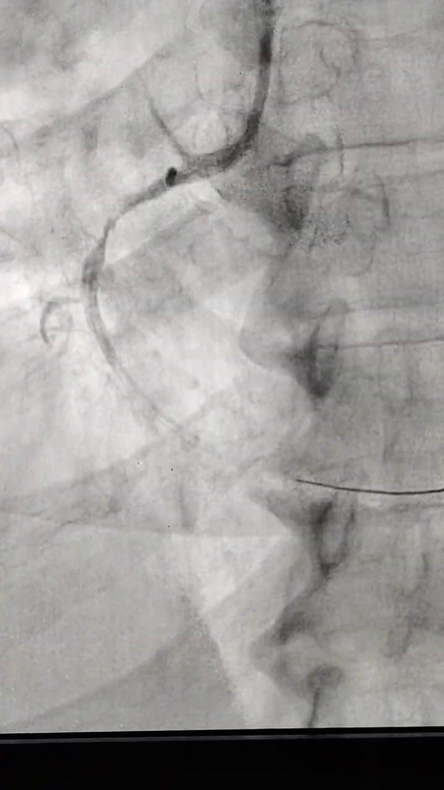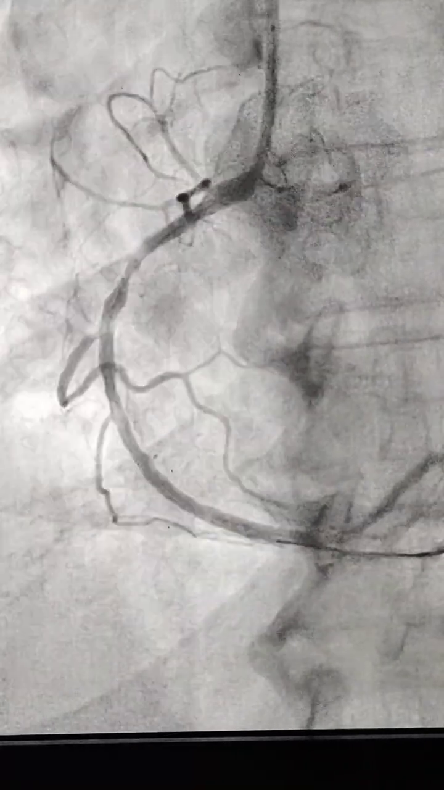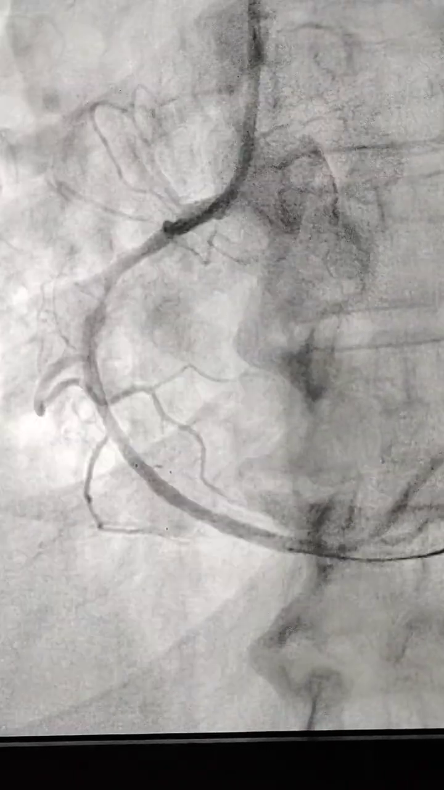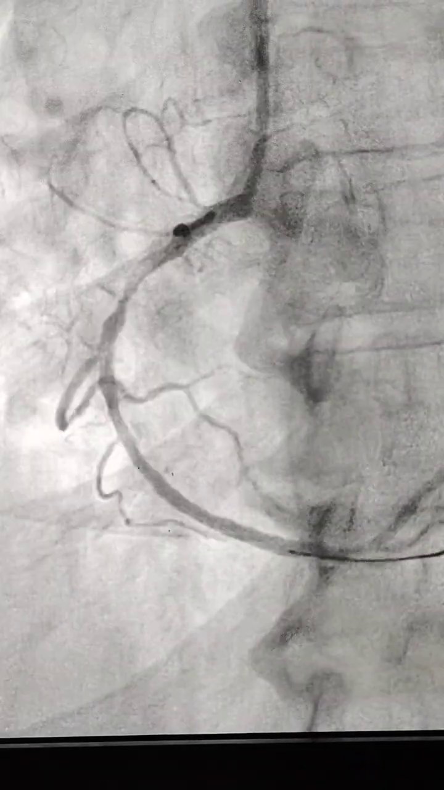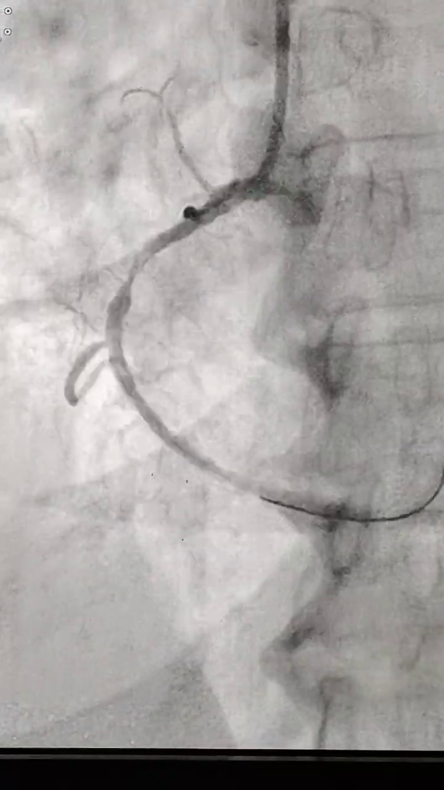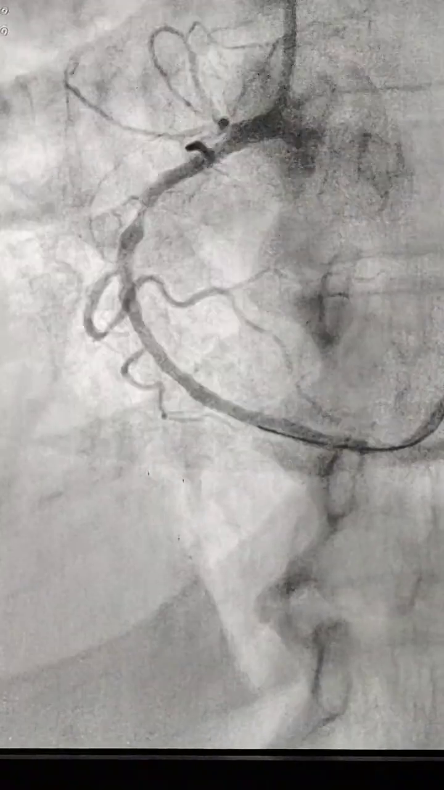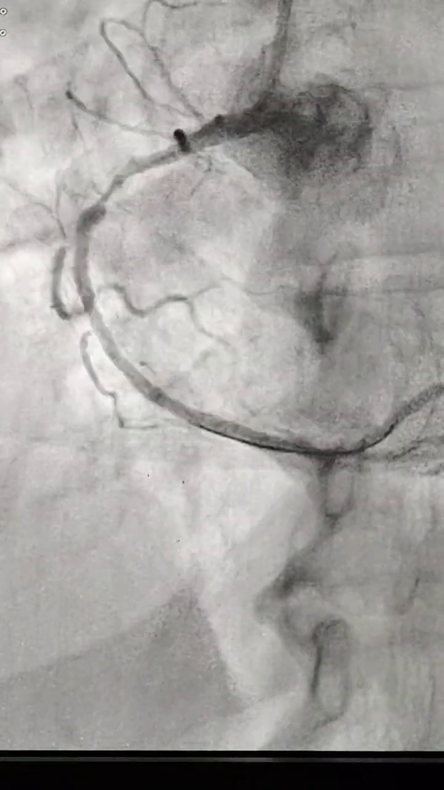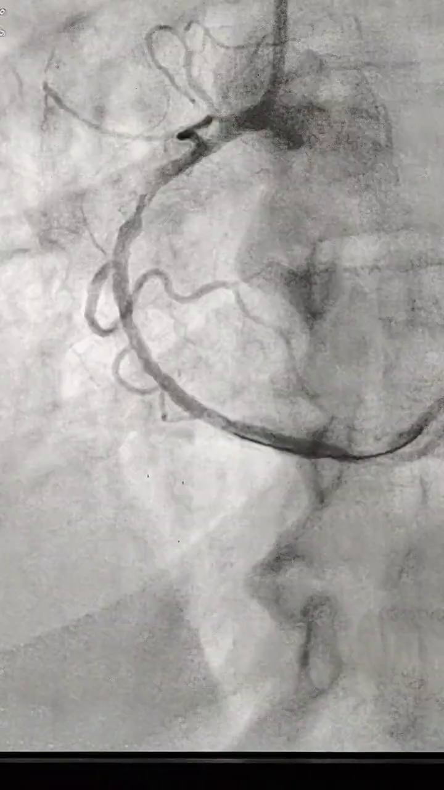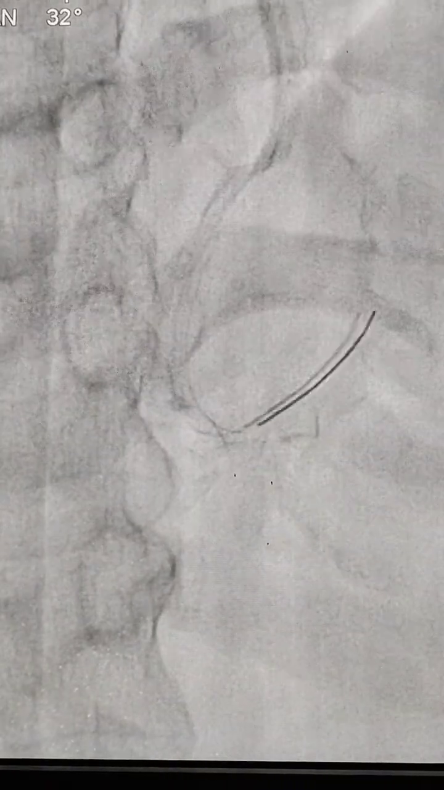So we have given tirofiban, nicorandil, everything after this, and you can see the size of the RCA is almost 2.75 to 3. This is a cranial view, and you can see the plaque rupture site just after the ostium, in the proximal RCA, as you can see. In this epicranial view, we can see in the proximal RCA there is a site of this plaque rupture.